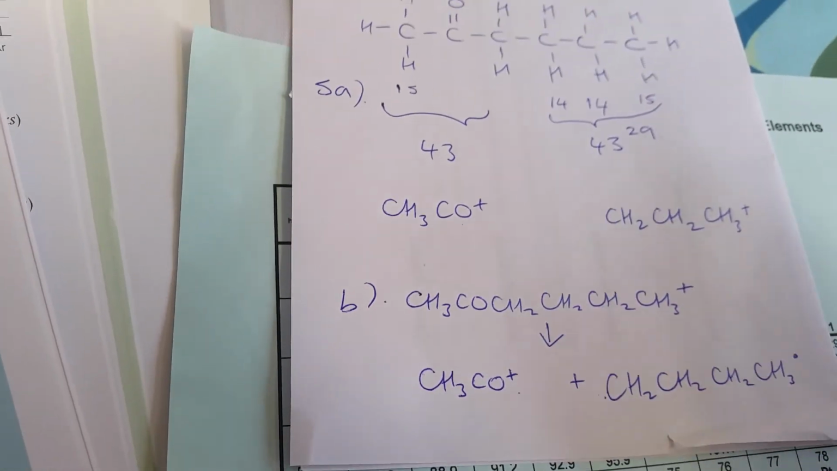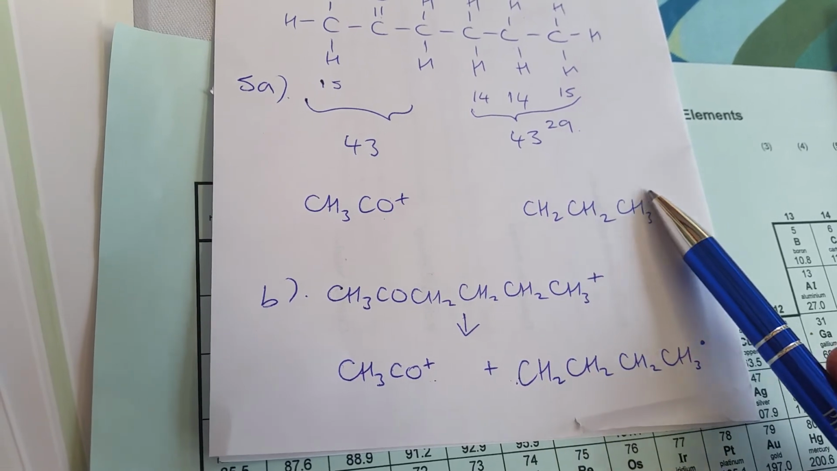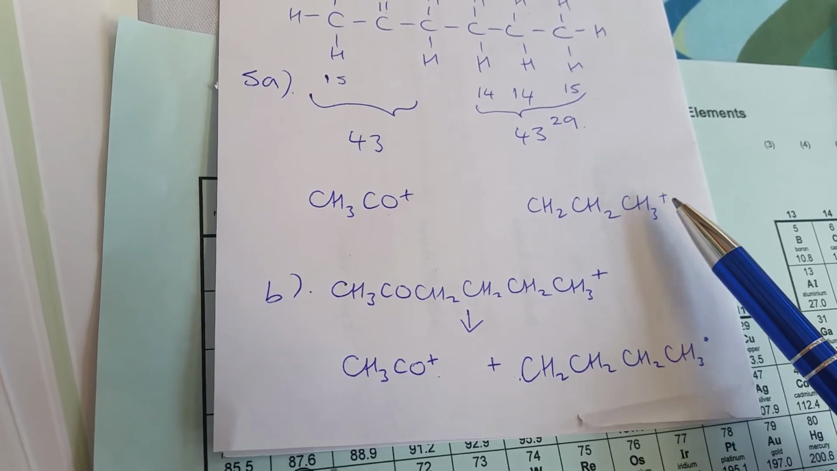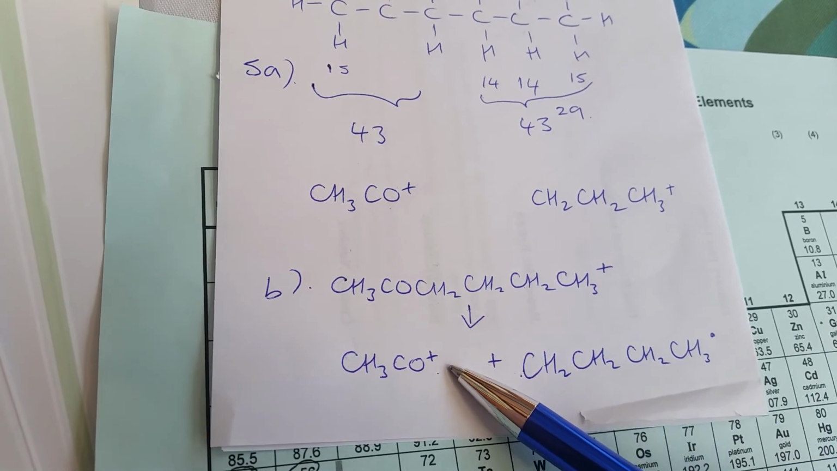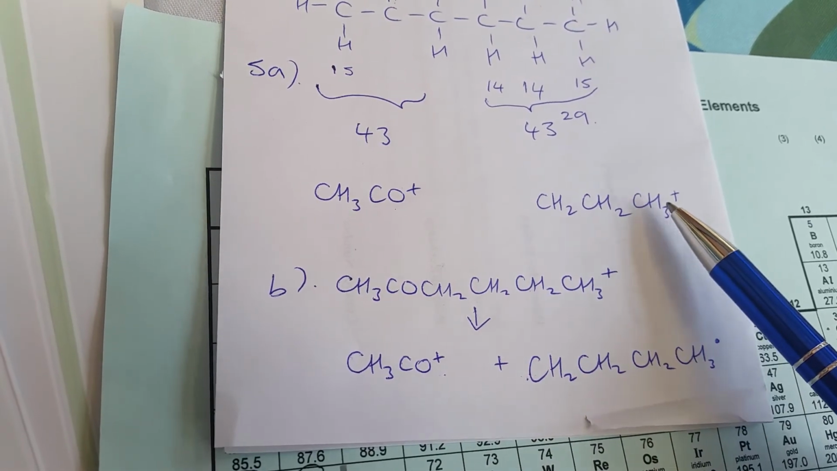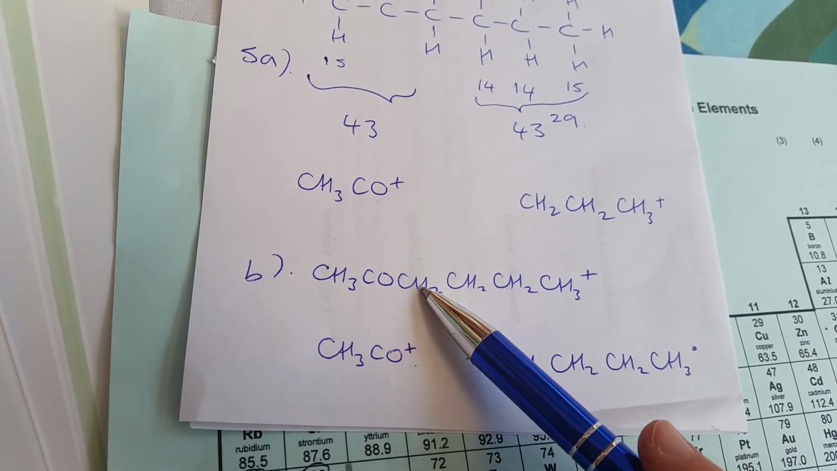There we go. So see if you can have a go at writing the equation for the formation of this fragment ion as well. So it's the same thing. We start off with the molecular ion. We form the fragment, which is going to be this one this time. And then the rest of the molecule, that will be the radical.